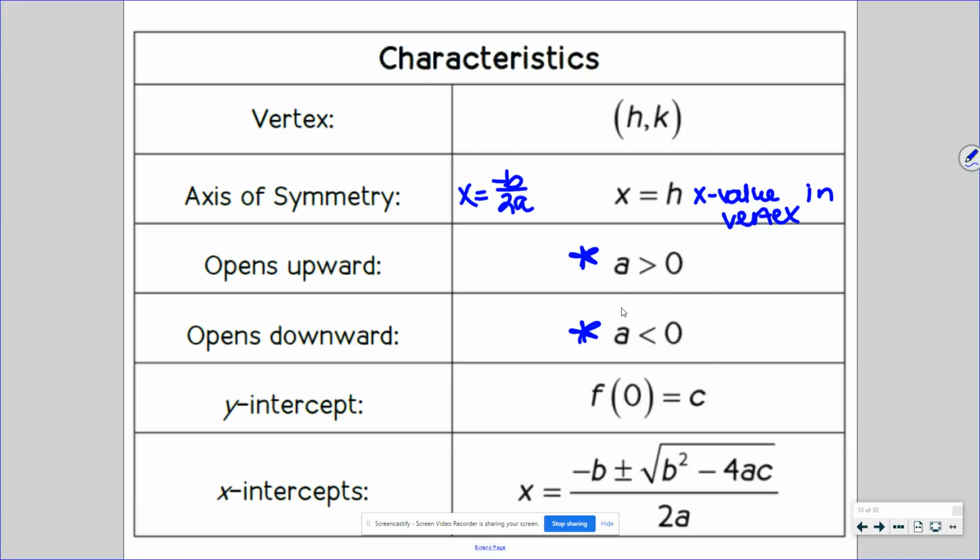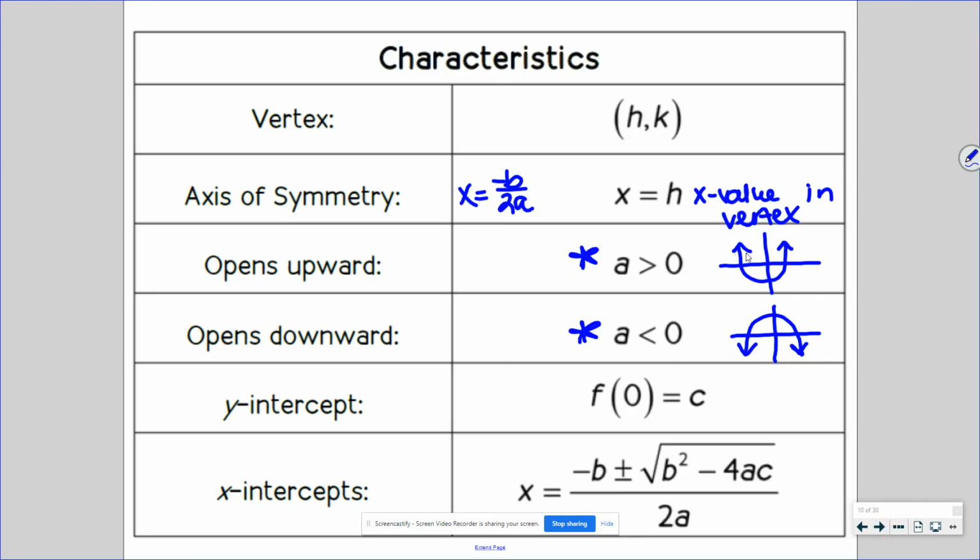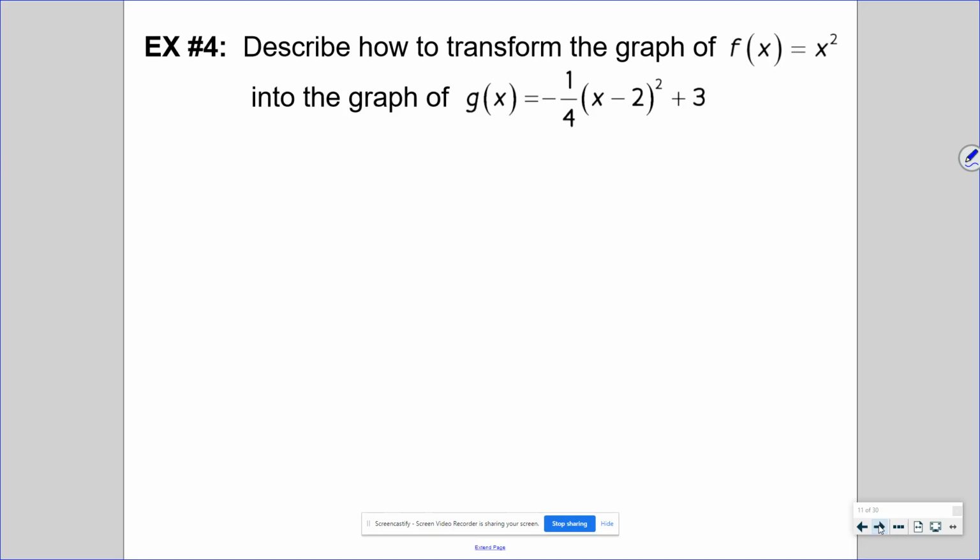When it says opens upward, opens downward, what that means is if you have a parabola that looks like a smile, like this, that's called opening upward. And if you have a parabola that's going down like a frown, that's considered to be opening downward. This a greater than 0, a less than 0 is referring to the a value at the beginning of each of your different forms for your quadratic function. So all we're saying simply is if that a value is positive, you're going to have a smile kind of parabola. If that a value is negative, you're going to have a parabola that's flipped upside down.